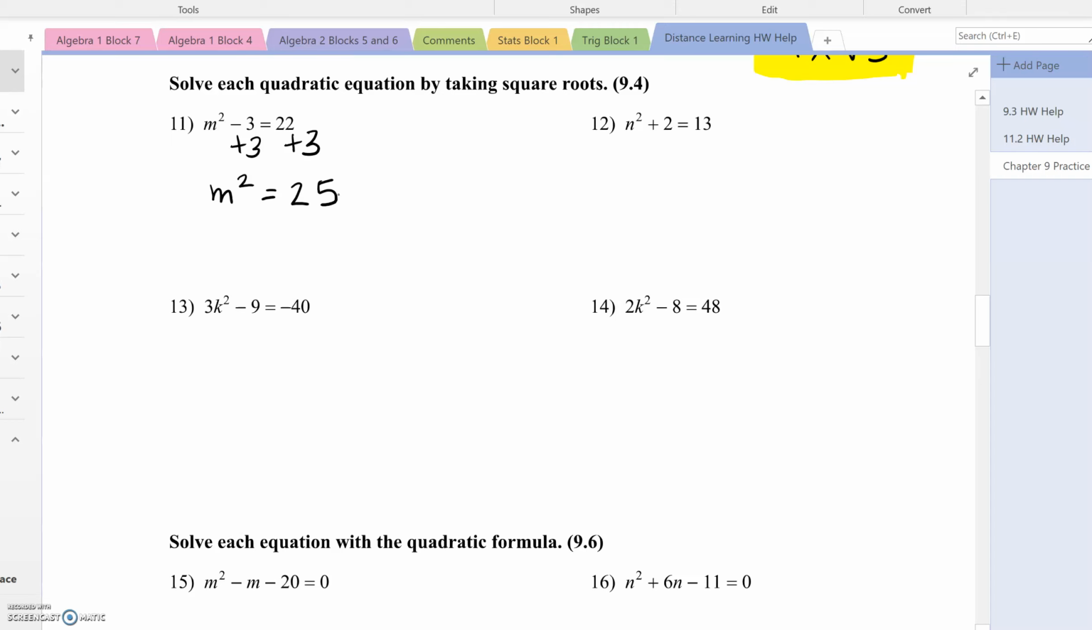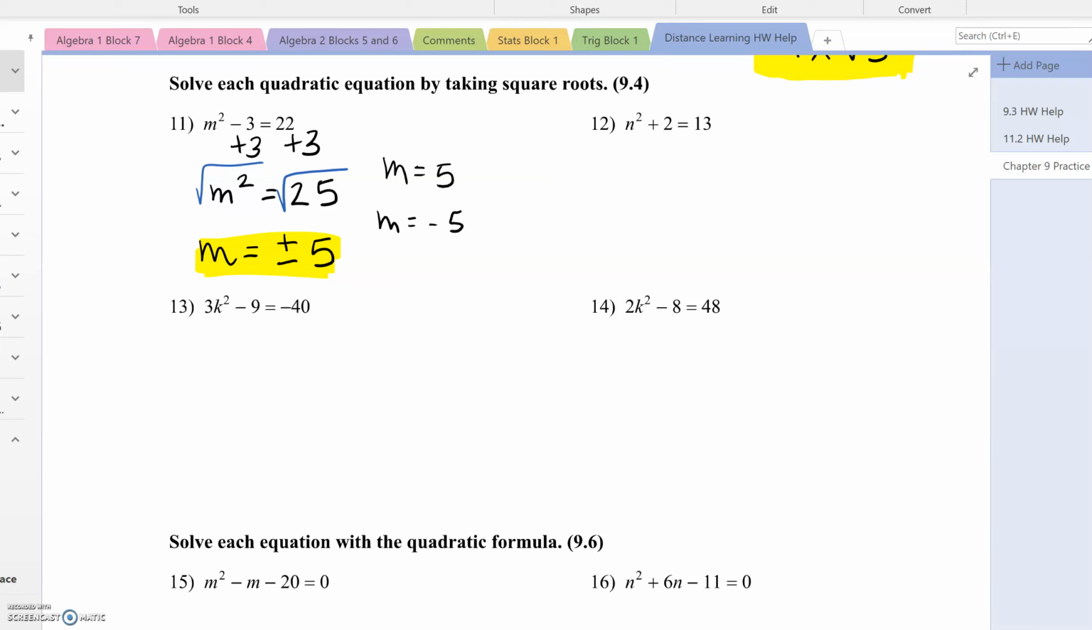Now, I want to solve for m. So I want to take the square root of both sides. So I get m equals positive and negative 5. Remember that a positive 5 times a positive 5 gets us a 25, but also a negative 5 times a negative 5. So if you don't like writing it like that, you can write it as m equals 5 and m equals negative 5 as well.